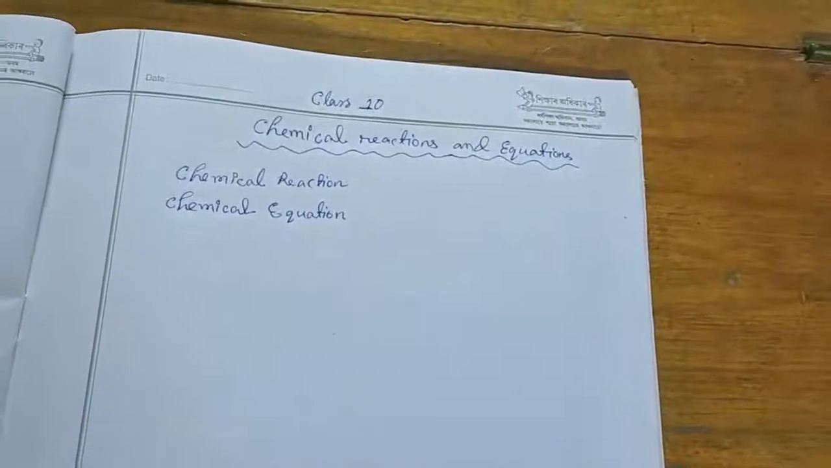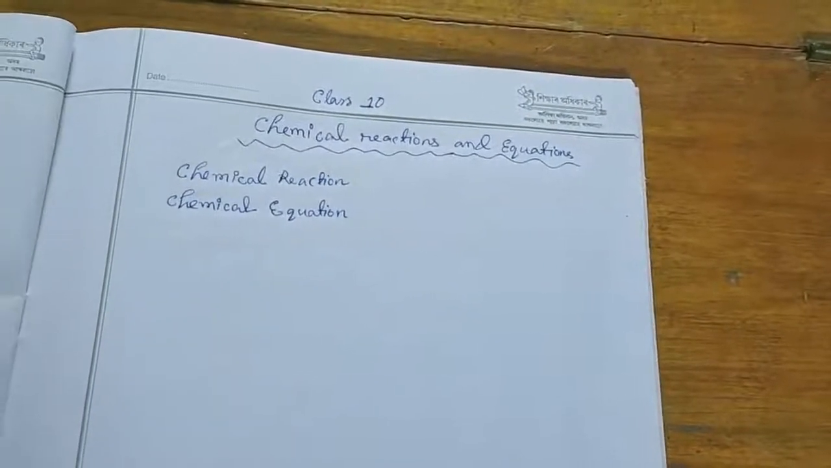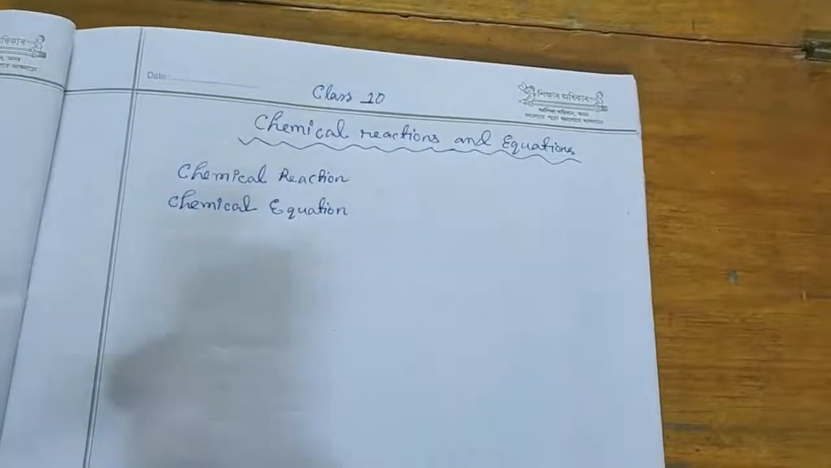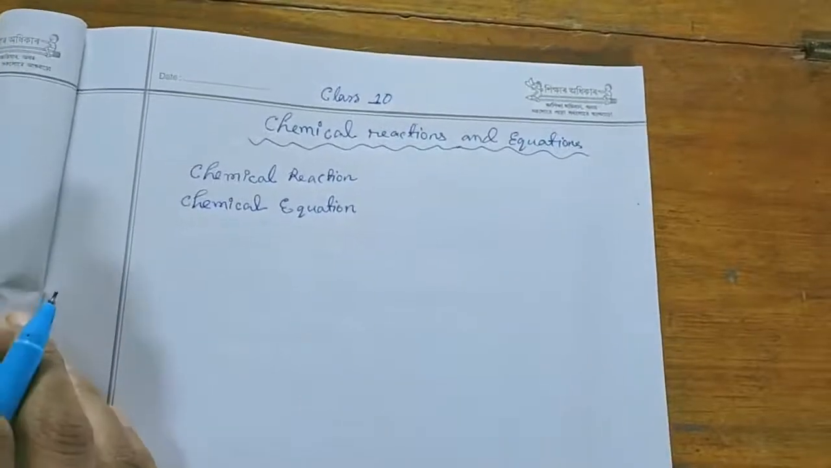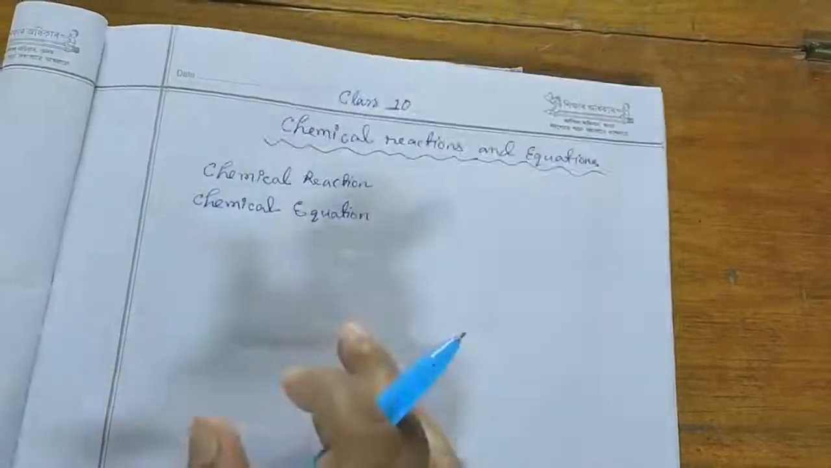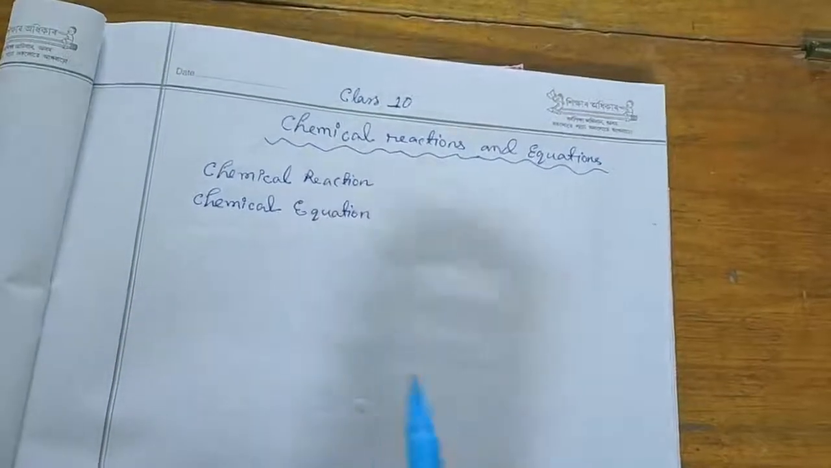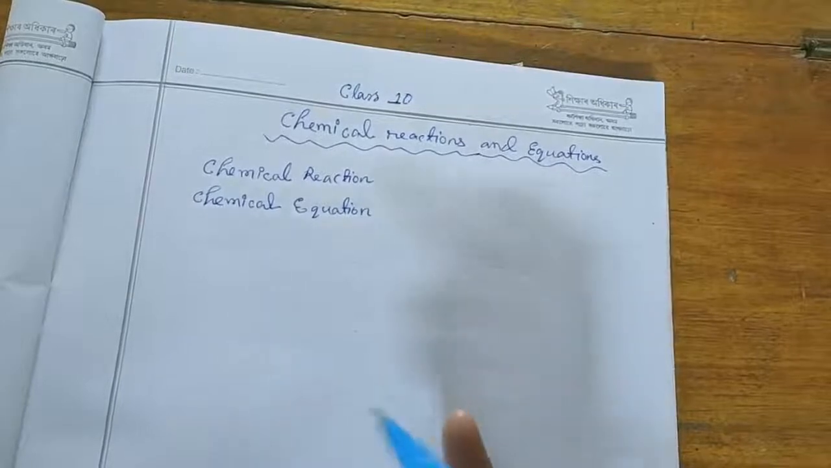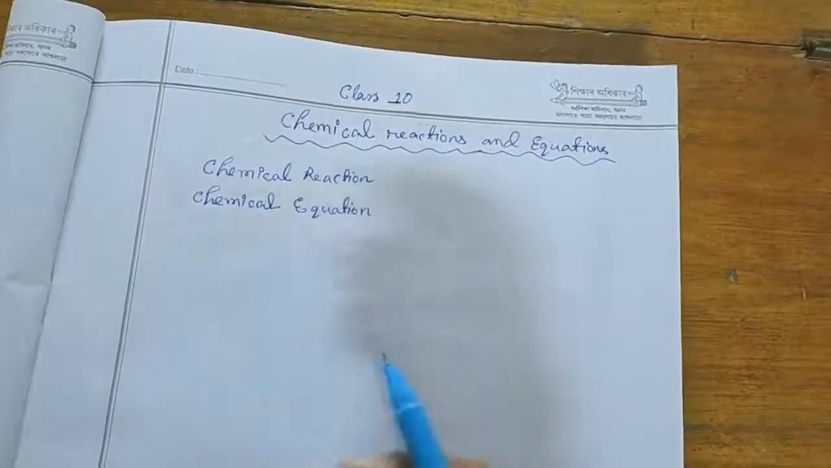Hello everyone. In this video, let's learn about chemical reactions and equations, which is your first chapter of the science book. So, what is a chemical reaction? We have to know what is a chemical reaction. Whenever a chemical change occurs, we can say that a chemical reaction has taken place.